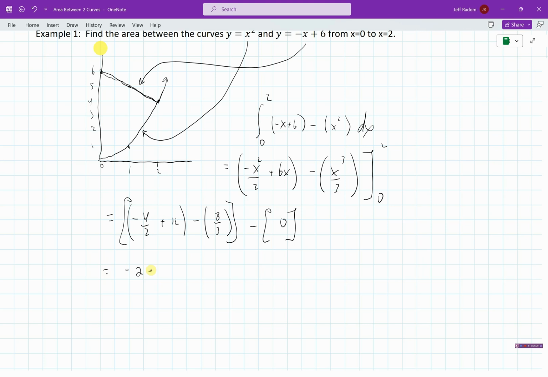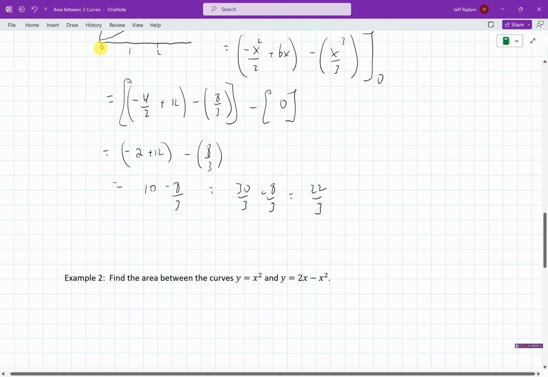And we would get negative 2 plus 12 minus 8 thirds. Negative 2 plus 12 is 10. 10 minus 8 thirds would make this 30 thirds minus 8 thirds, getting common denominators, which ends up with an area of 22 thirds. So that would be the area between those two curves from 0 to 2.